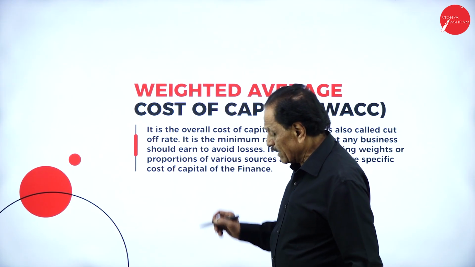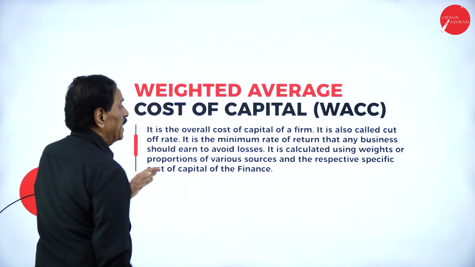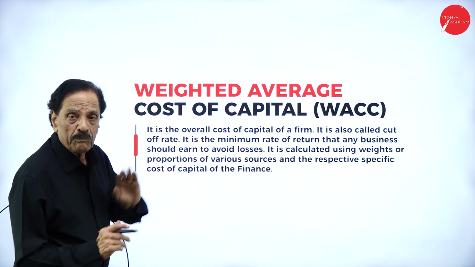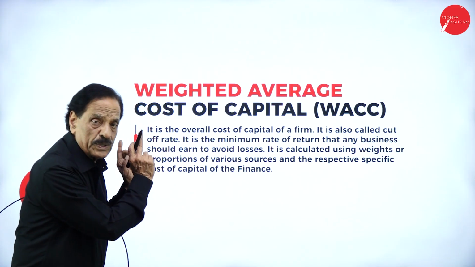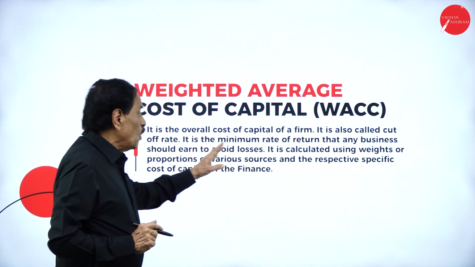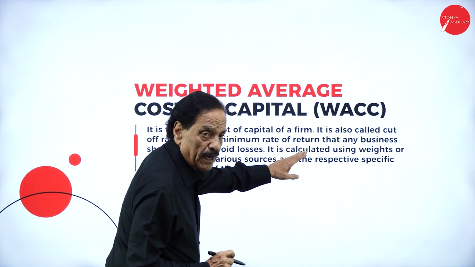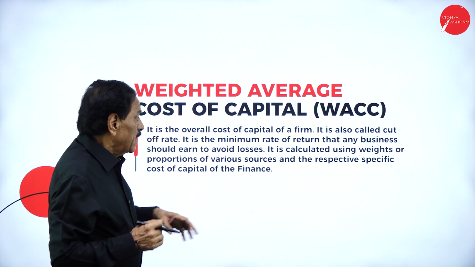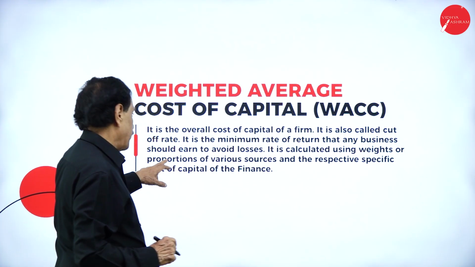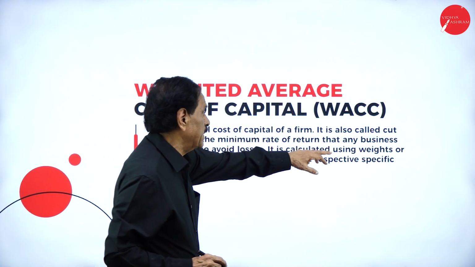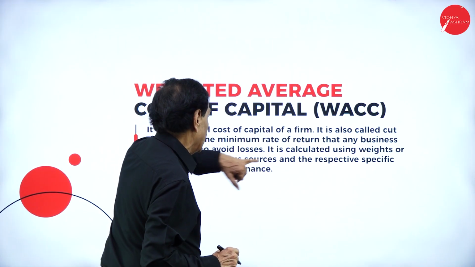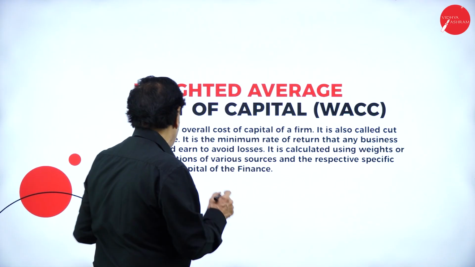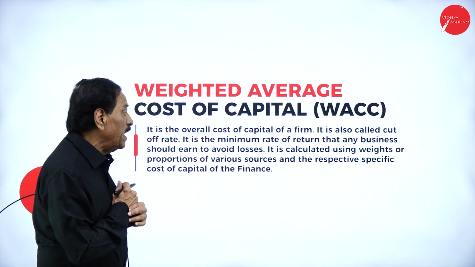Then come back to this word, weighted average cost of capital. Problem will be asked on this basis. It is the overall cost of capital of the firm. It is also called cut-off rate. It is the minimum rate of return that any business should earn to avoid losses. It is calculated using weights or proportion of various sources.